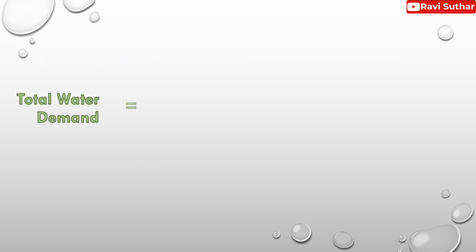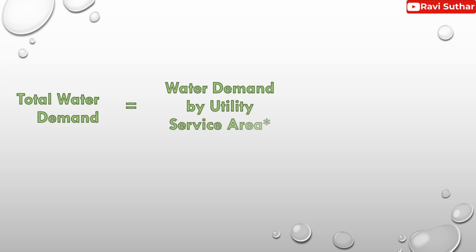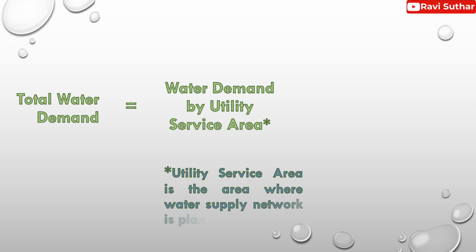Now we will understand the water from the consumer point of view, because demand is generated by the consumers. So total water demand is equal to water demand by the utility service area. Here there is a term, utility service area, which we have to understand. The utility service area is the area where the water supply network is planned to be laid. So all types of consumers and demand are generated by the complete network of water supply.